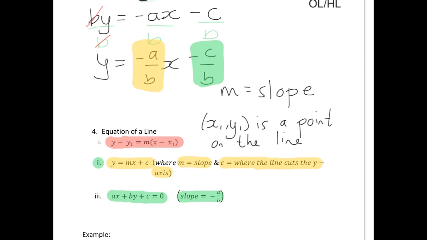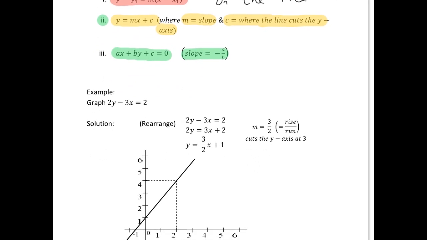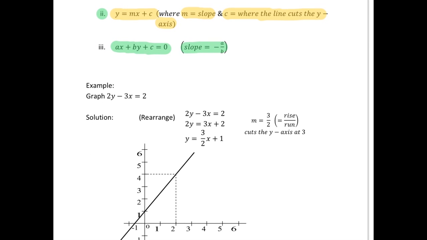So now we're just going to take a look at a couple of examples where we're asked to graph lines. Our first example here, we're asked to graph the line 2y minus 3x equals 2. So the first thing we're going to do in our solution is to rearrange this so that it looks like our y equals mx plus c, because if we do that, we'll be able to find out what our m is and what our c is. And from those two numbers, we'll be able to draw our line.